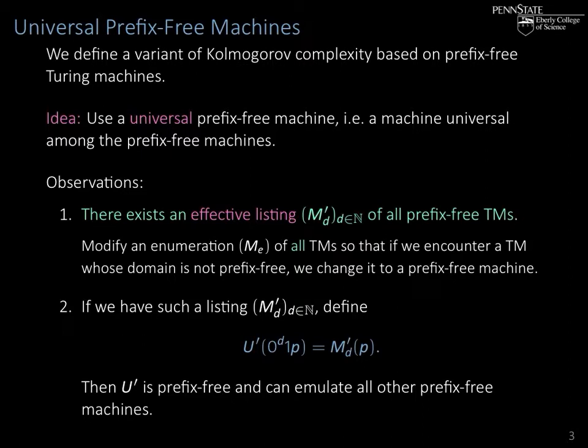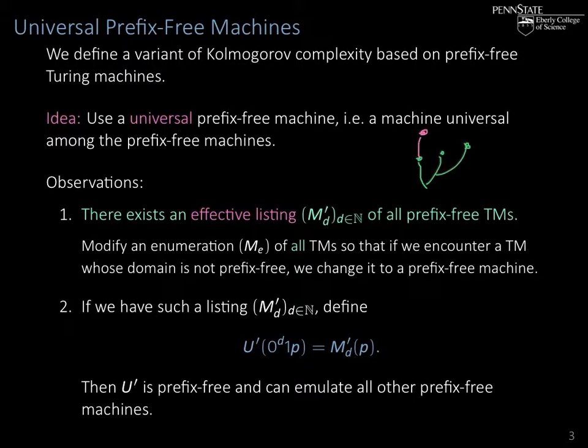So what does this look like in detail? First we note that there exists an effective listing M_e prime of all prefix-free Turing machines. The reason is we can just modify an enumeration of all possible Turing machines, so that if we encounter a Turing machine whose domain is not prefix-free, we change it to a prefix-free machine. Assume we're enumerating a certain machine M_e at the moment, and we look at where it converges. What does its domain look like? So far it looks prefix-free, but then suddenly we see an extension that violates prefix-freeness.